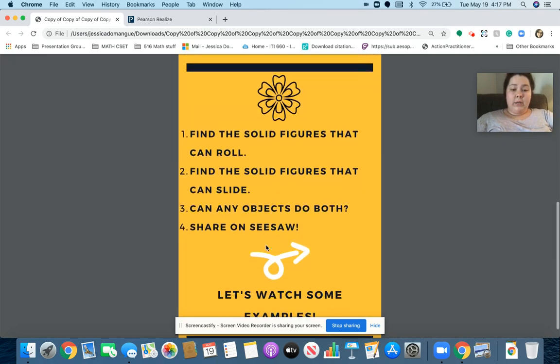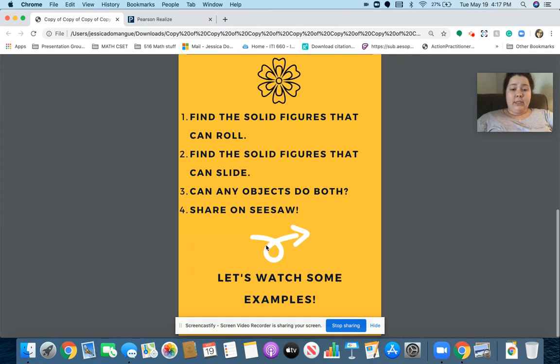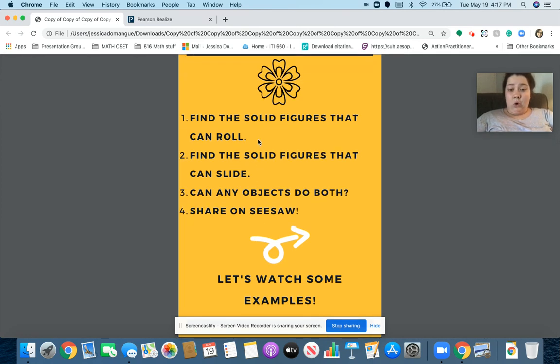So in your work today, you're going to go to lesson 16.3 in your black workbook, and you're going to find the solid figures that can roll, the solid figures that can slide. And can you find any objects that can do both, scholars? So go ahead and mark those, and your book will tell you how to do that, but you can go ahead and mark those and share them on Seesaw, okay?